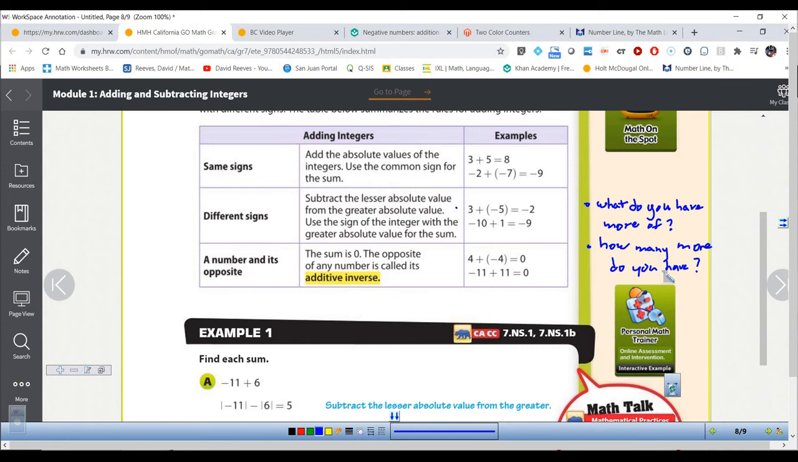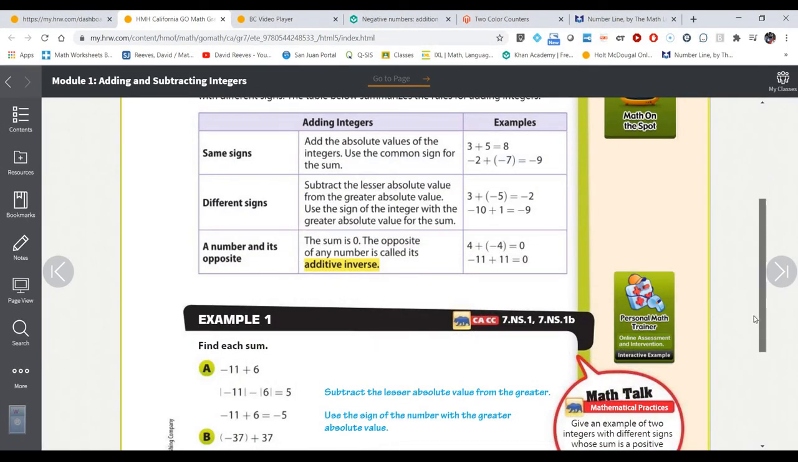And we subtract. Okay, and then again, right here, these are examples of those 0 pairs, right? These are those 0 pairs we were talking about. When you add opposites, you'll always get 0, and those are called additive inverses. Additive inverses, okay? So a couple examples, and then we're done.